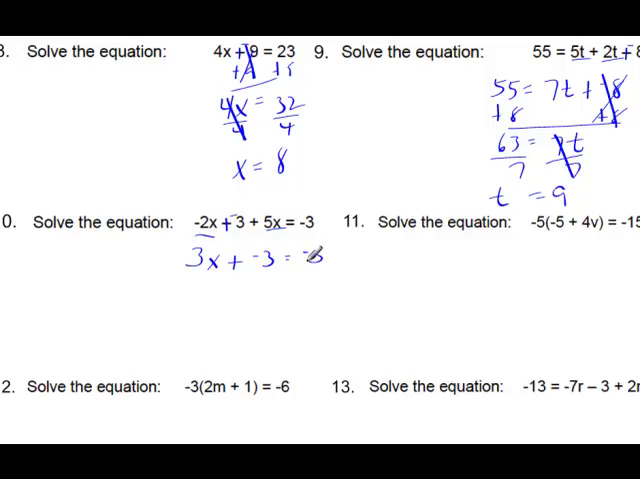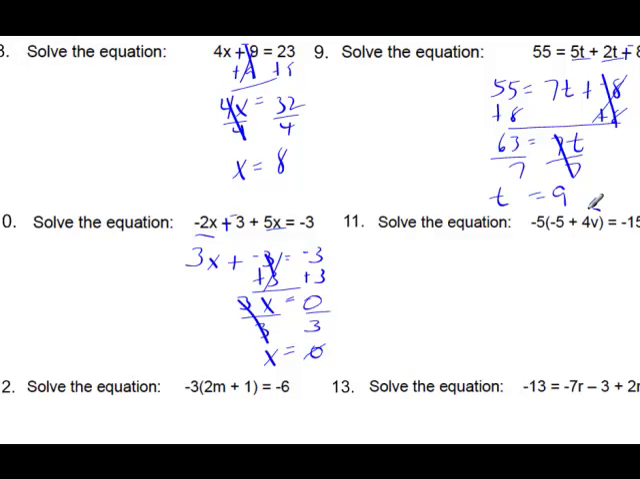So negative 2, positive 5 is 3x. And then we have a two-step equation. So opposite of the number, we have 3x equals 0. Divide by 3, divide by 3. 0 divided by anything is 0. Right? Okay?